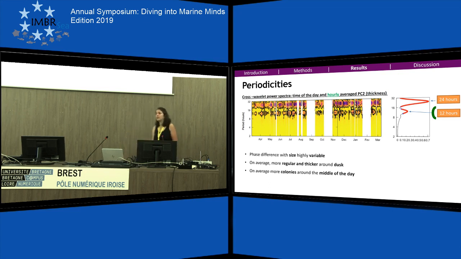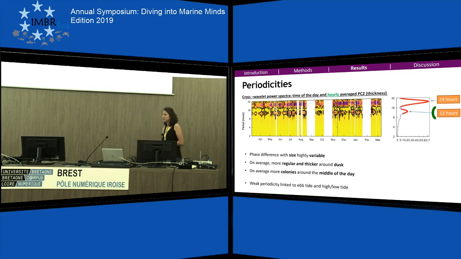And when we look at phase difference, since size was the most important characteristic, we were expecting phase difference with size to be kind of constant along the year, which is absolutely not the case. It's super highly variable. There is no pattern at the large scale. But on the contrary, we can find more regular and thicker organisms around dusk, around 8 p.m. approximately, almost all year long. And we can find more colonies around the middle of the day.